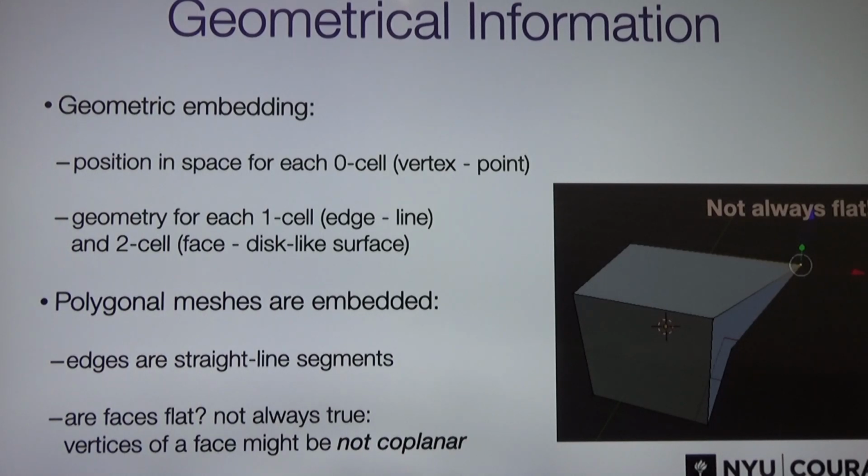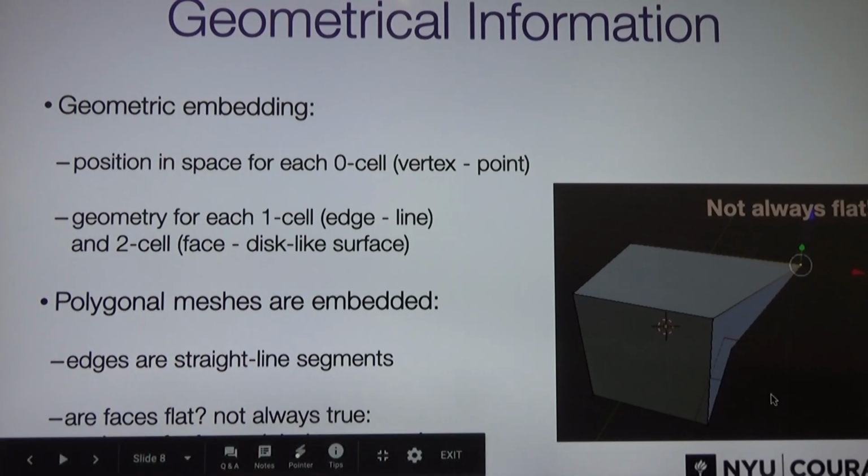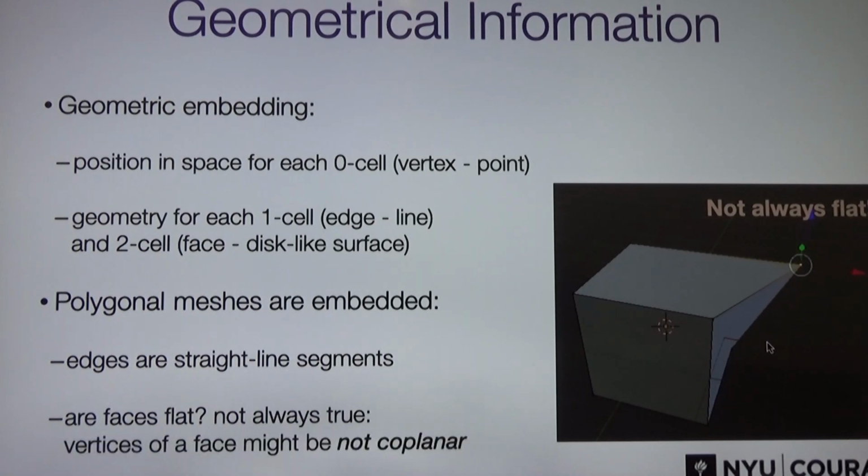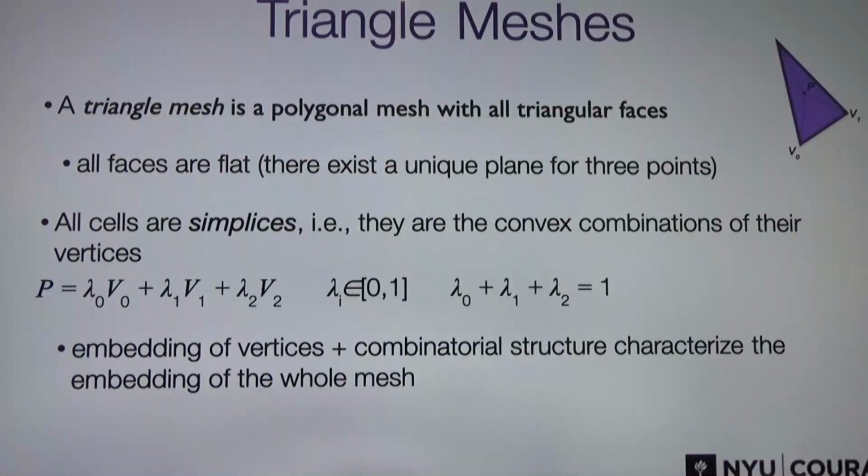We actually work with 3D space, so we will typically consider these faces as flat, but non-triangular faces can be non-flat. For instance, this is a quad face, and it is not flat, and it doesn't have to be flat by definition of a face. So sometimes the vertices of a face might not be coplanar. But the edges are always straight line segments in all cases.